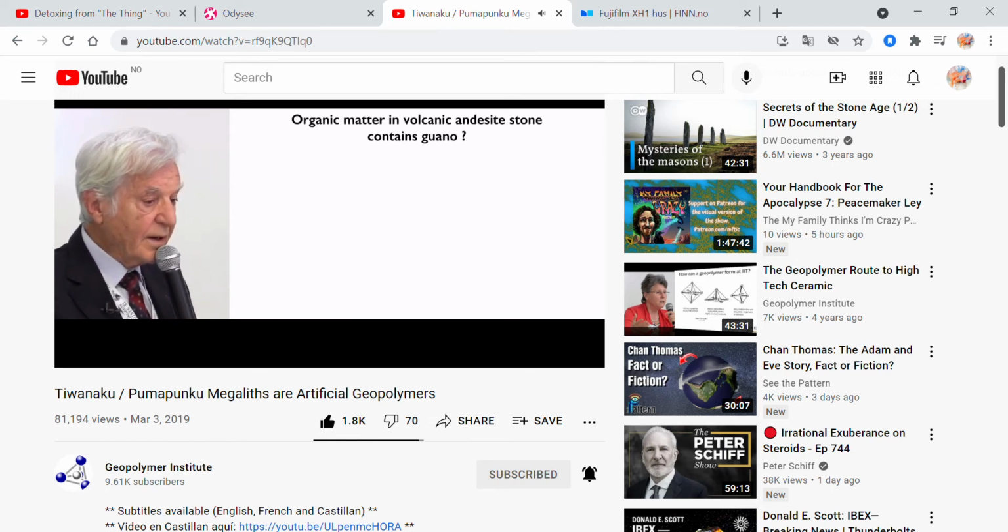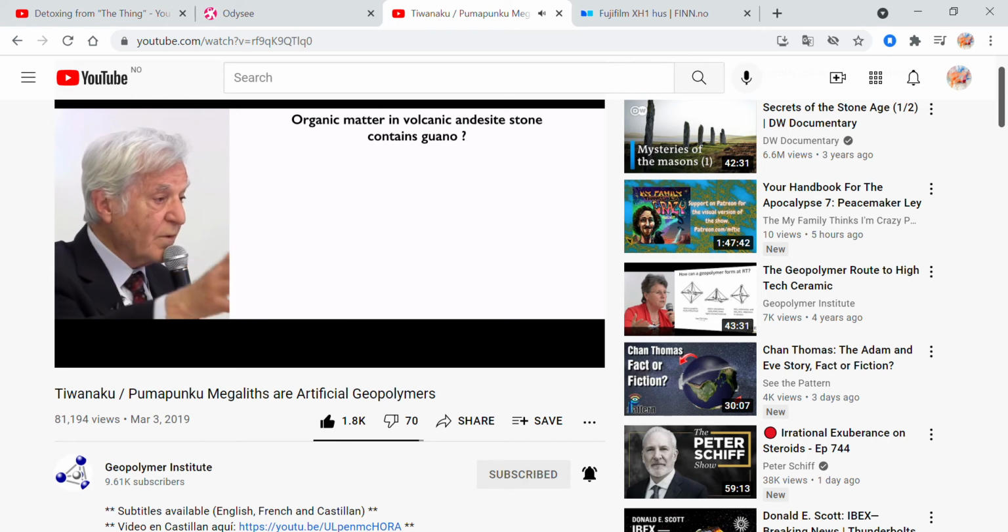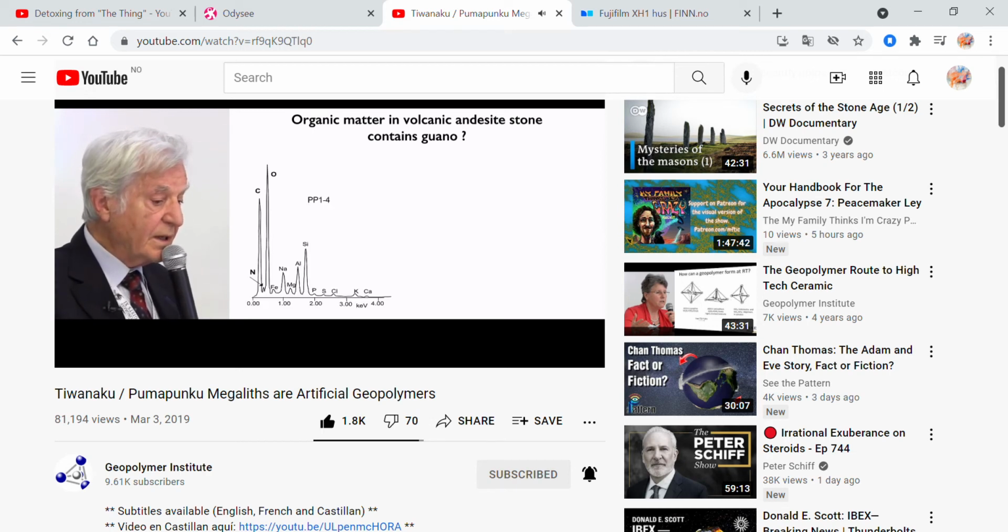So we have the organic matter in volcanic andesite stone. Does it contain guano? Or remains of guano, or guano that has not reacted? If we compare the EDS spectrum from the Pumapunku monument, we have the carbon, the nitrogen, sodium, magnesium, aluminum, silicon, phosphor, sulfur, chlorine, potassium, and calcium. Can you imagine chlorine there?